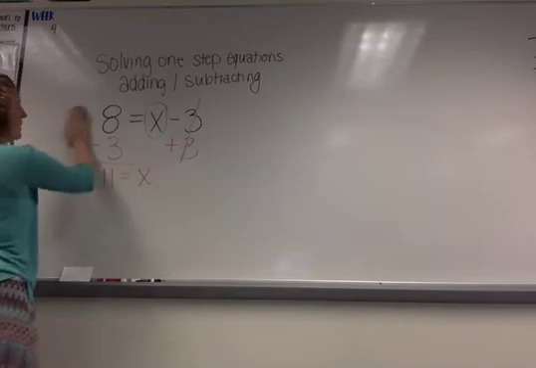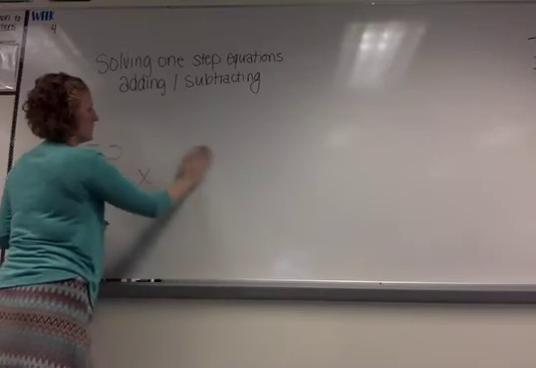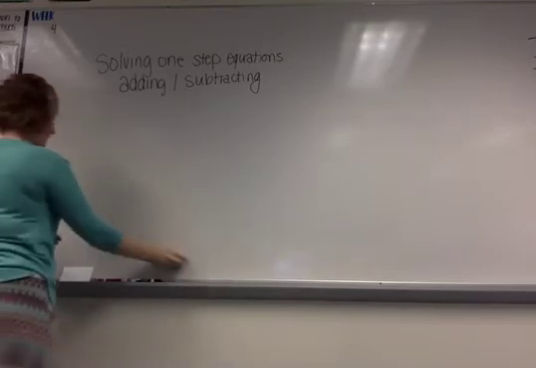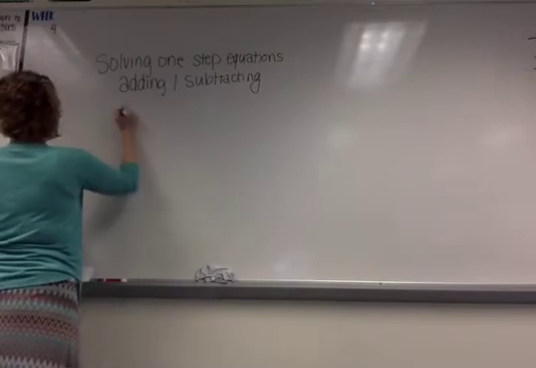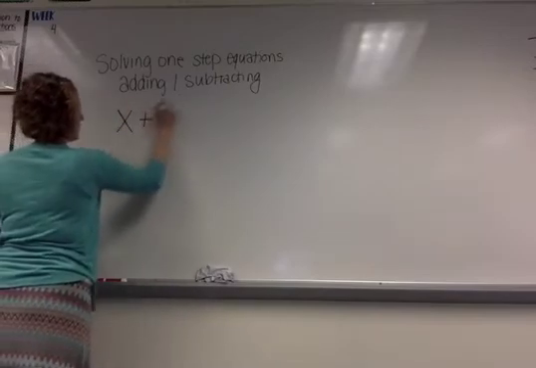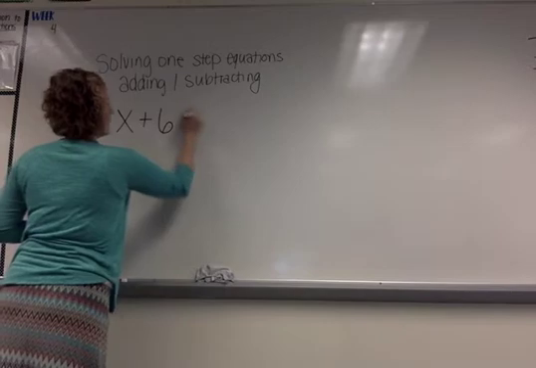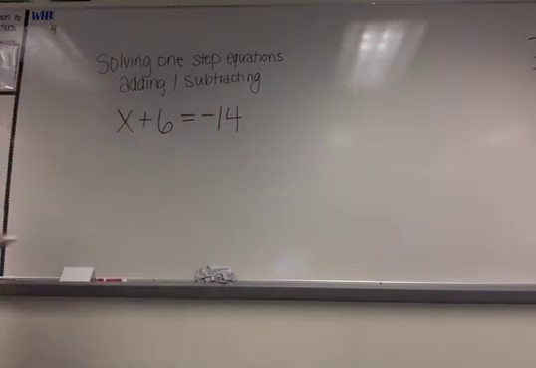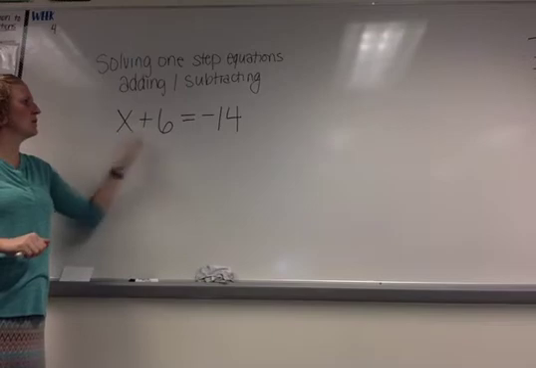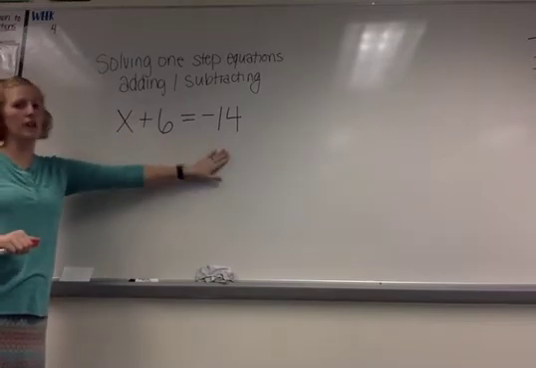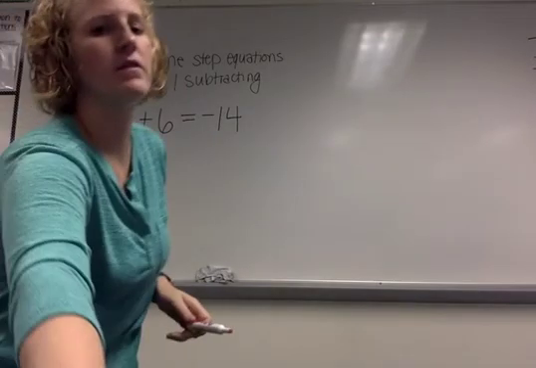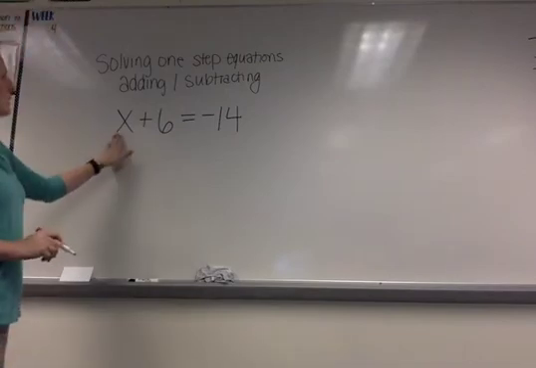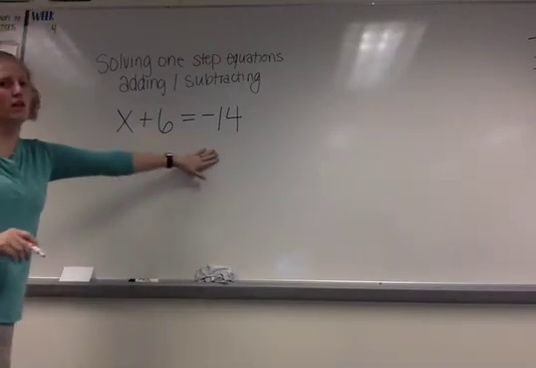Okay. This is the last one, and then you will start your assignment. So it's x plus 6 is equal to negative 14. Now, this one's a negative, so it is going to probably mess some people up. You want some number plus 6 that's equal to negative 14.